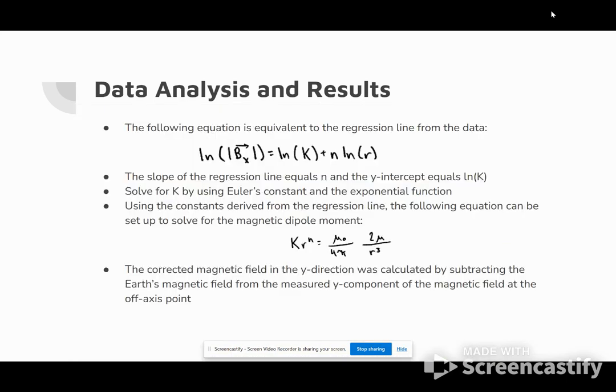As a part of it, we derive this equation where the slope of the regression line equals n, and the y-intercept equals the natural log of k. So we solve for k using Euler's constant and the exponential function, and then using the constants derived from the regression line, we found the equation k times r to the n equals mu sub 0 over 4 pi times 2 mu over r to the third. To note, the corrected magnetic field in the y direction was calculated by subtracting the Earth's magnetic field from the measured y component of the magnetic field at the off-axis point.